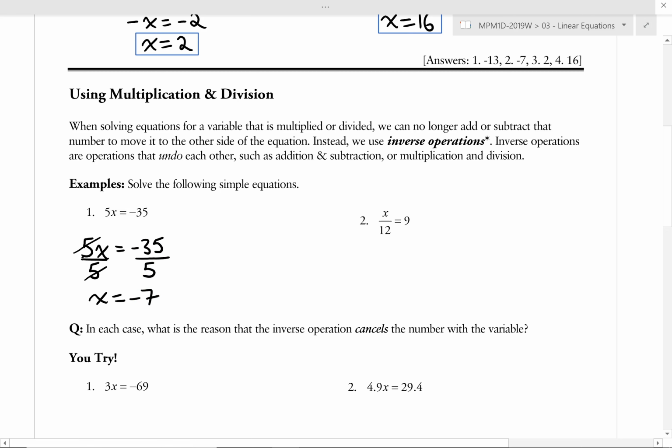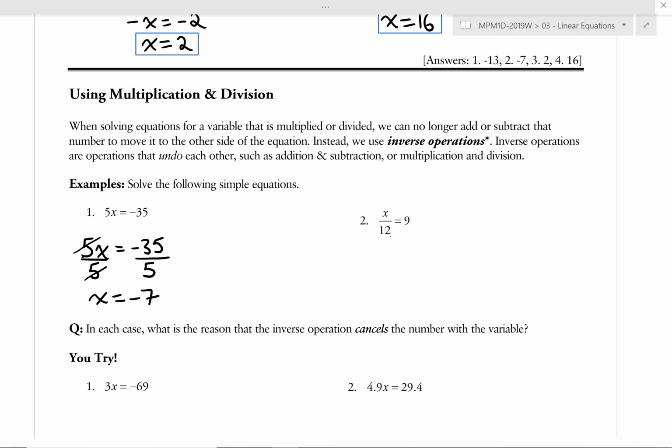Okay, let's try it over here. So for number 2, we have x divided by 12 equals 9. Now the goal, remember, is to get x alone. Right? We want to get x all by itself, in this case, on the left side. And what we currently have with x is a division. So the inverse operation to division is multiplication. Why don't we just multiply both sides by 12?